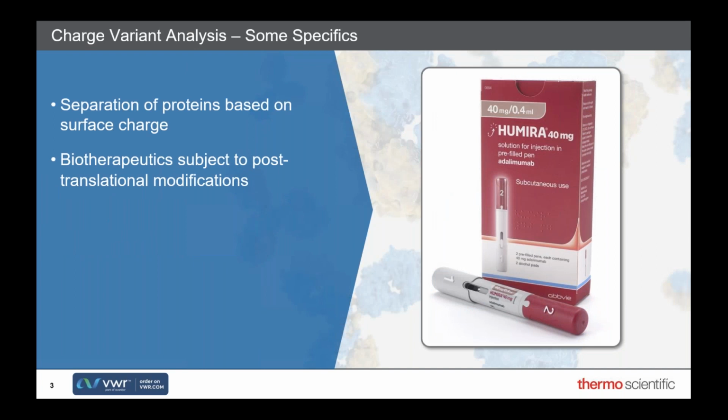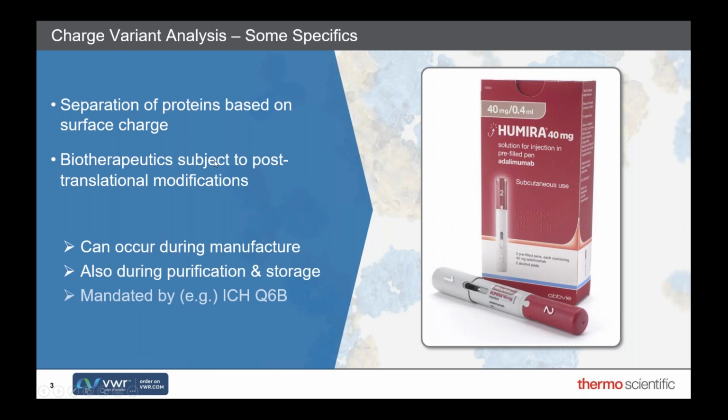So being a bit more specific, charge variant analysis is a separation of proteins based on their accessible surface charge. And we all know that biotherapeutic drugs are made up of large heterogeneous molecules that can be subject to a variety of post-translational modifications, always a big mouthful, during manufacture. And they can be things such as glycosylation and lysine truncation, and of course many more. In addition, chemical modifications can occur during purification and storage, such as oxidation or deamidation, just to name two.